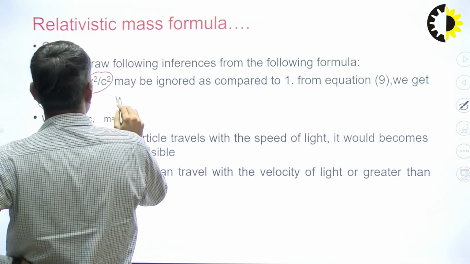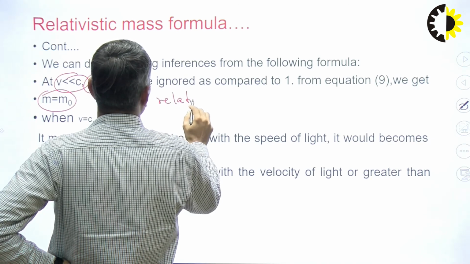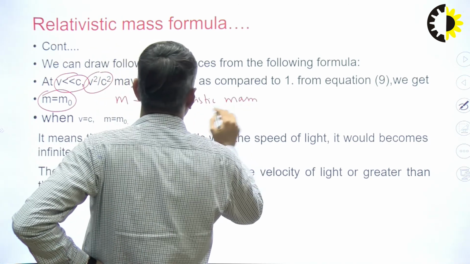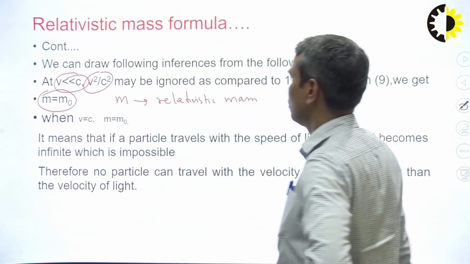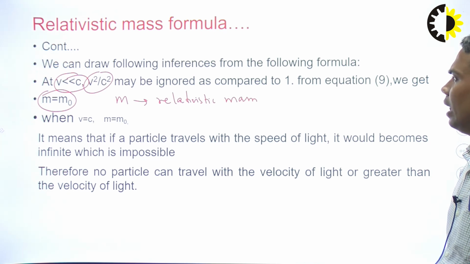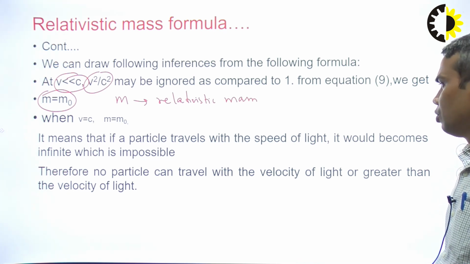So, this m is known as relativistic mass or moving mass, and m naught is known as rest mass. So, both masses will be identical if we take v much less than c.